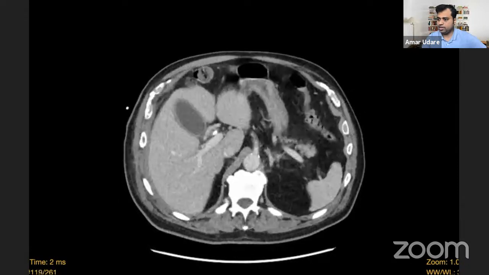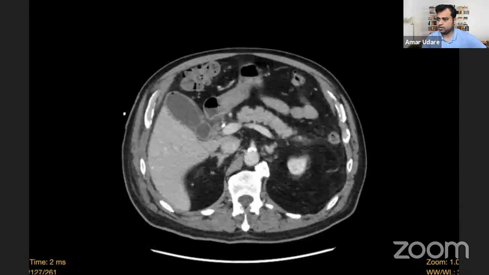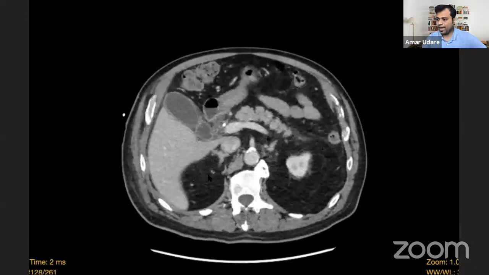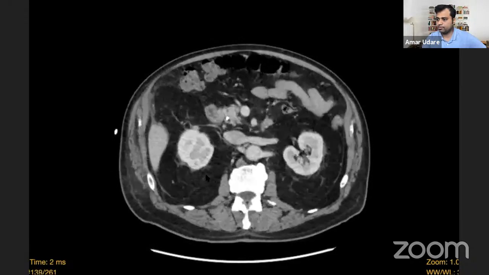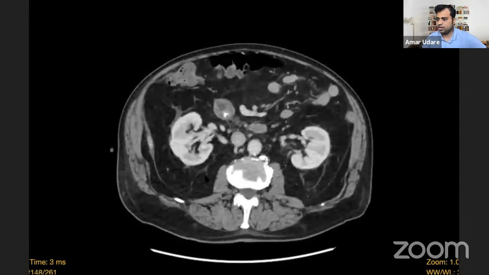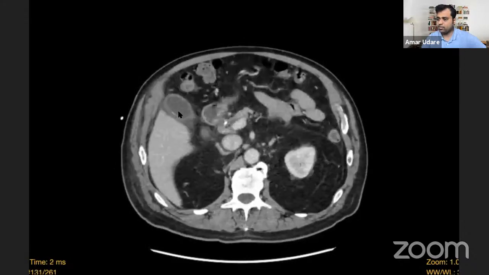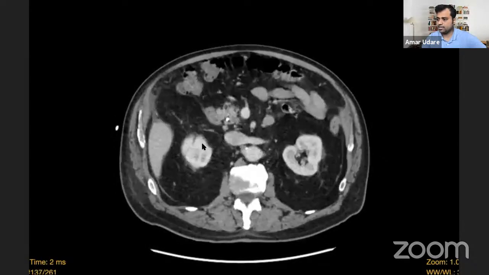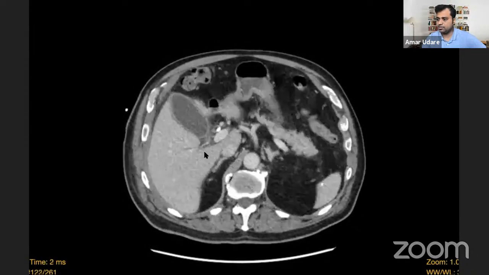So that's the PTBD stent. There's a tiny amount of gas in the gallbladder, which is probably secondary to the procedure. There's some fat stranding here as well. Again, I think all of this is secondary to the procedure.